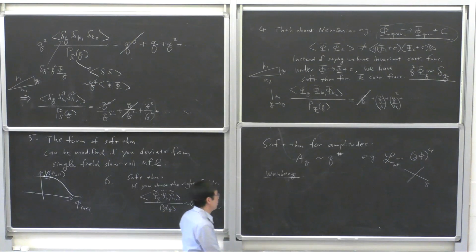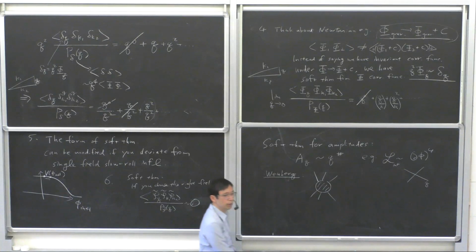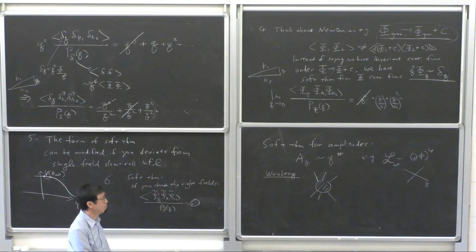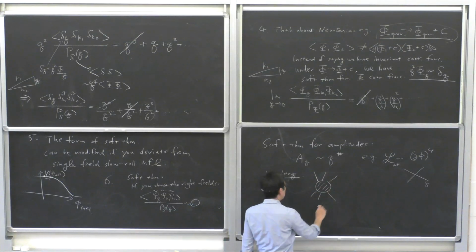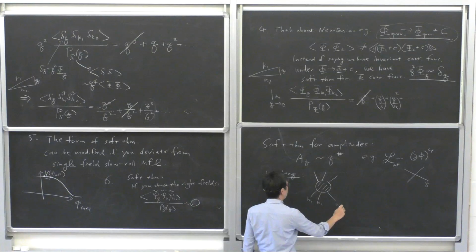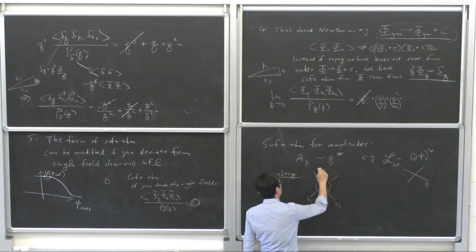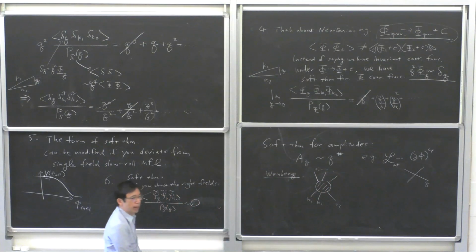And the idea is the following. Suppose you have some complicated process. It doesn't even have to be 2 to 2. It can be many. And these are all, let me call this momentum K. So for example, this K1, this K2, K3, and so on, all the way to as many as you want. All this K.